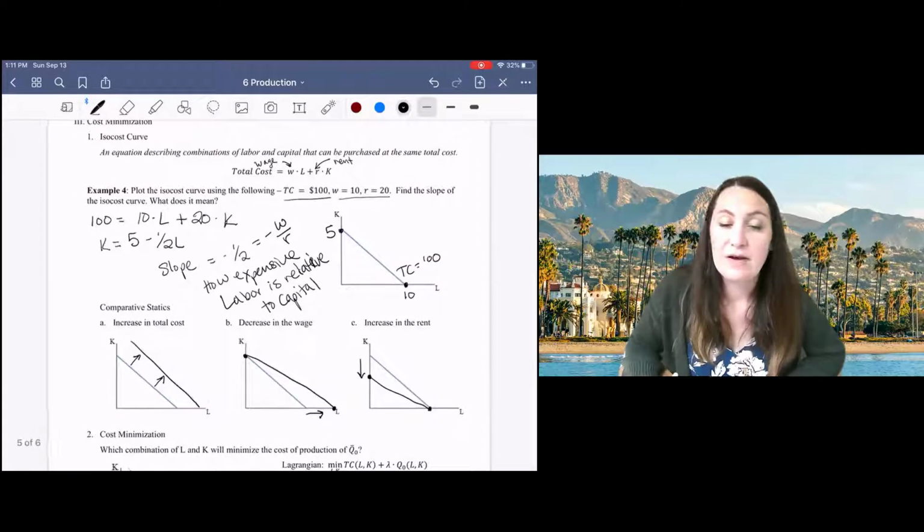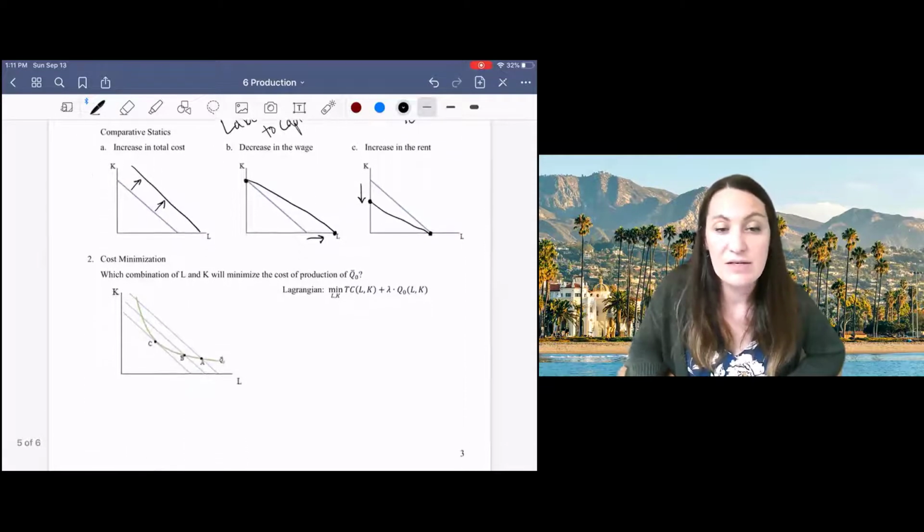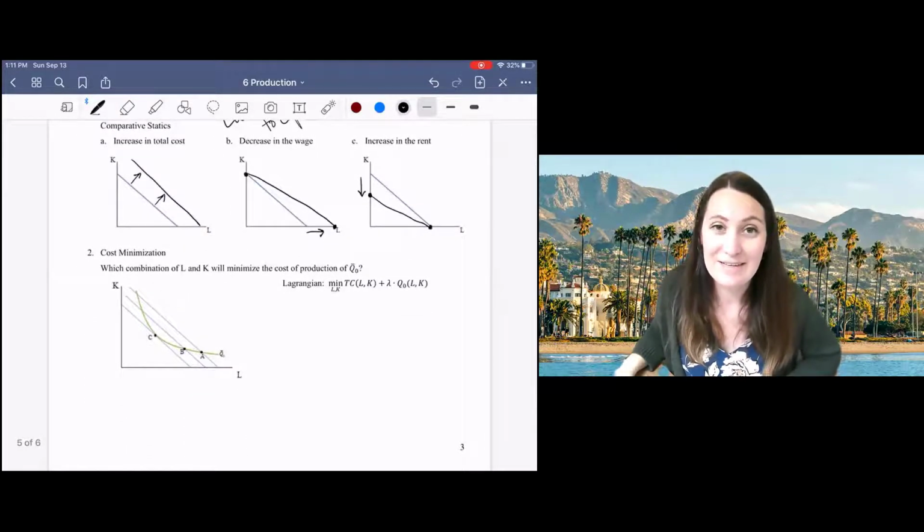Great, so now that we've characterized our isocost curve, we're going to move on to cost minimization in the next video.